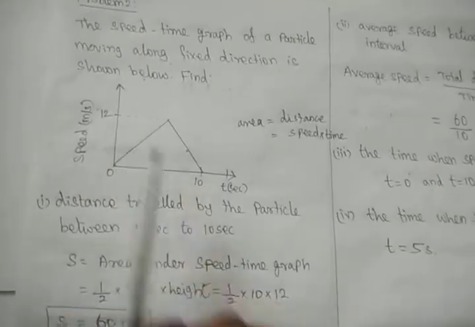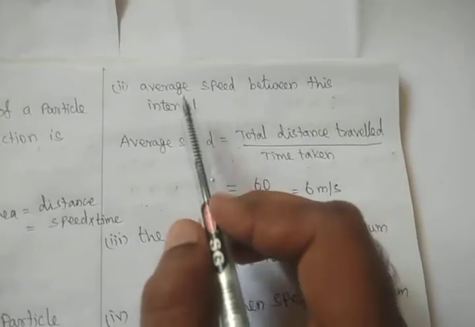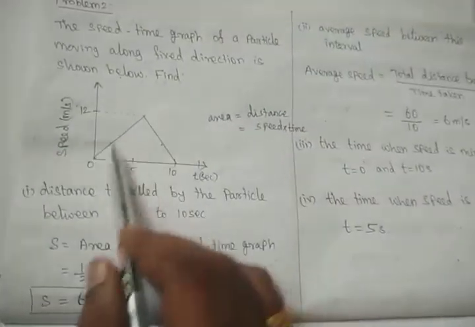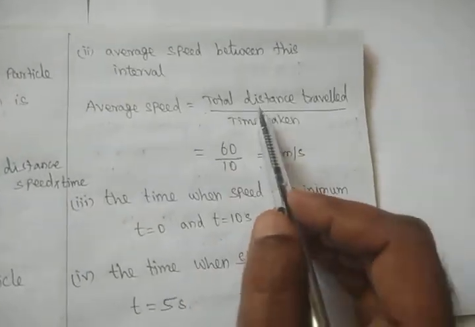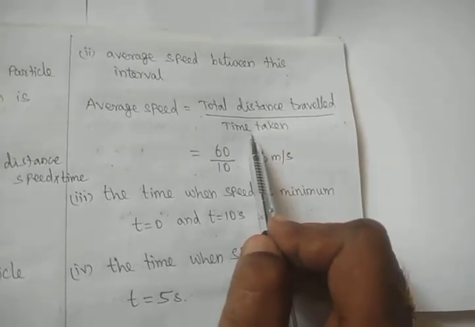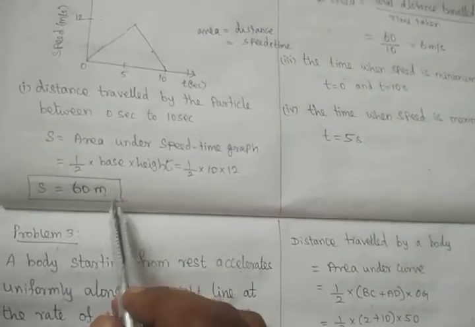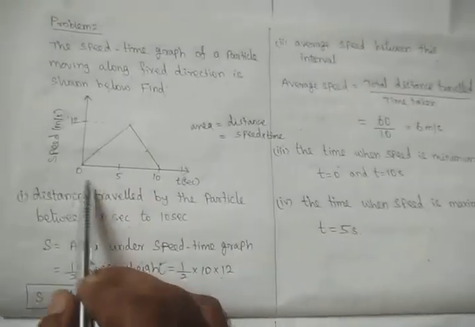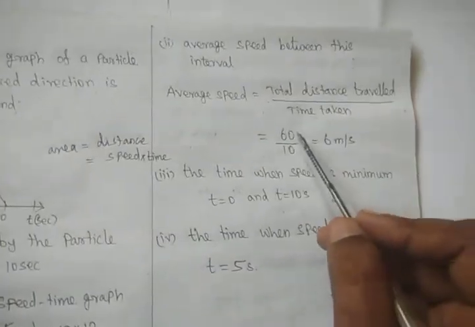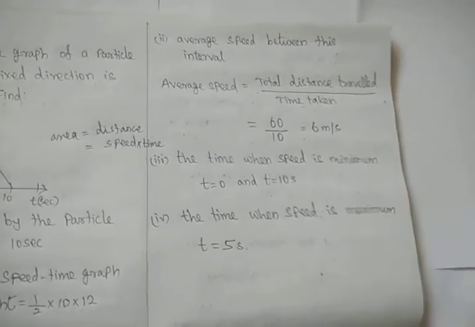In the same graph, there is another question: the average speed between this interval. What is the average speed of the particle between the interval 0 to 10? So the average speed is equal to total distance traveled by time taken. What is the total distance traveled? That is what we calculated, 60. So 60 divided by the total time taken, 10 seconds. 60 divided by 10, 6 meter per second.